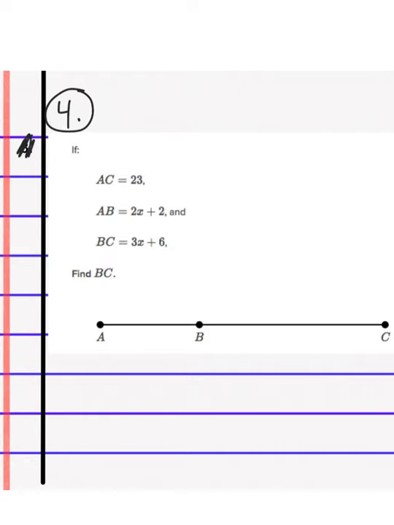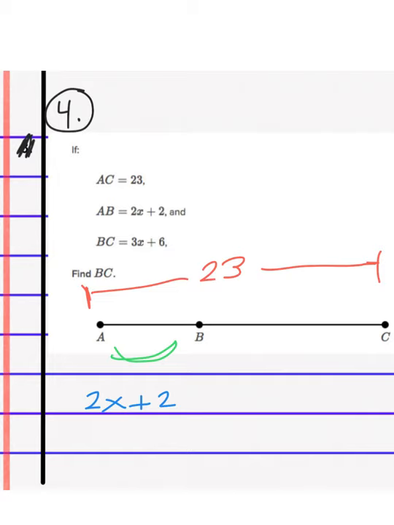AC, so A to C would be the whole thing. AC is 23. So I'm going to go ahead and label that on my picture. AC is 23. AB, so AB is down here. AB is 2x plus 2. And BC is 3x plus 6.